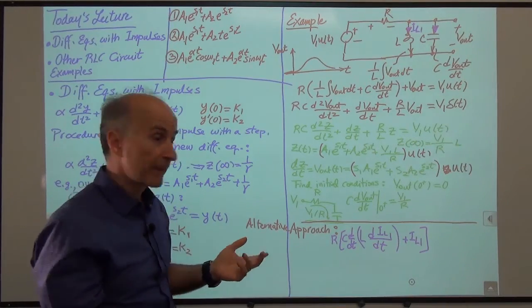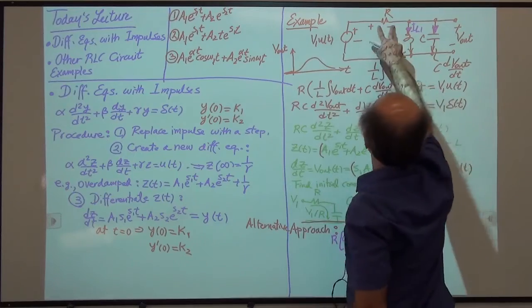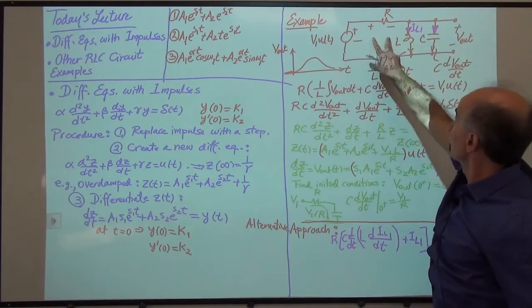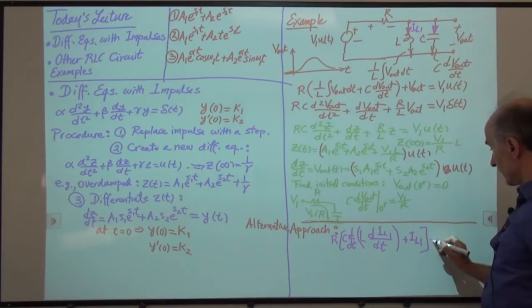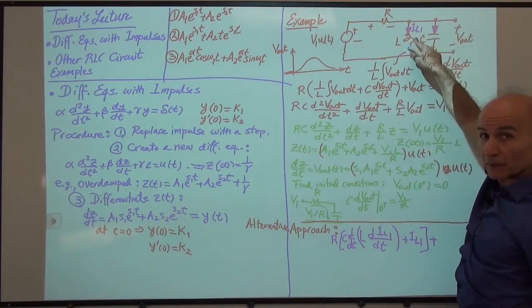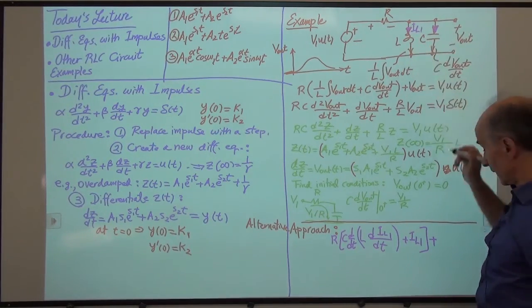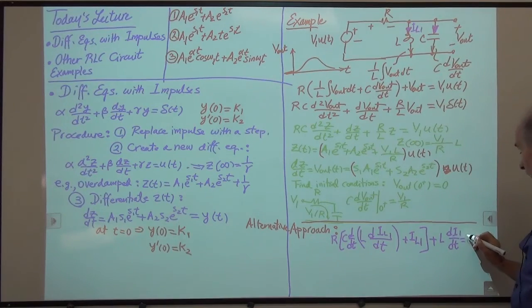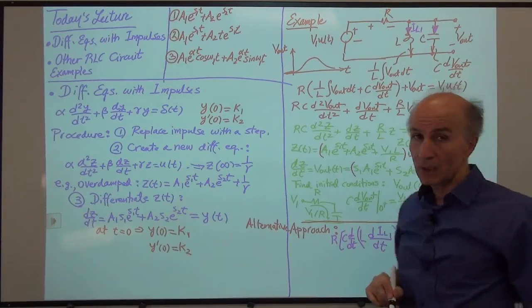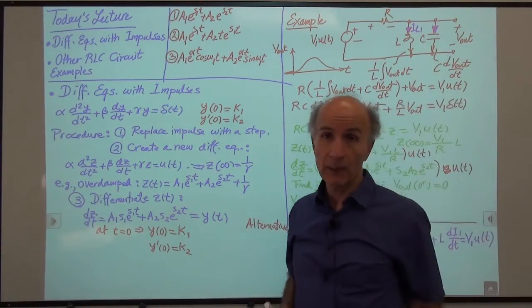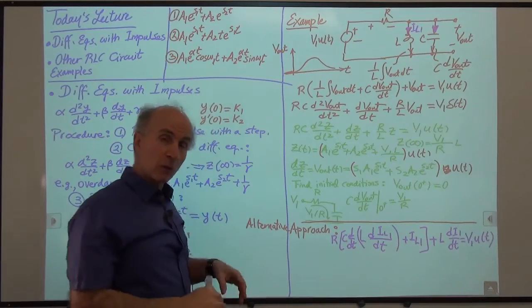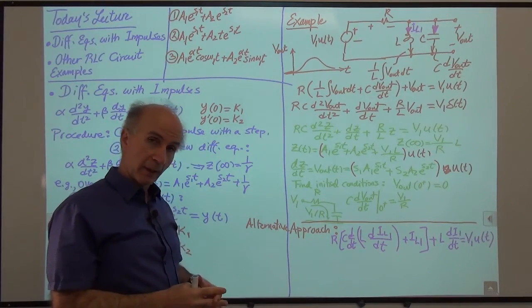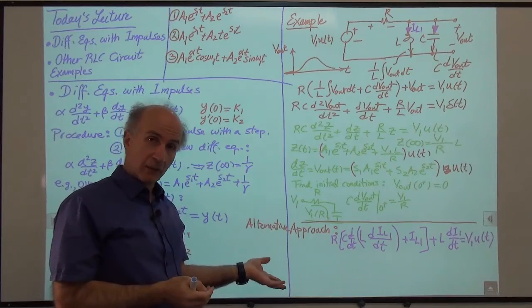So I can write a KVL. I can say this voltage is equal to this voltage plus this voltage, right? How much is it? L dI over dt. Not V out, L dI over dt. So L dI1 over dt is equal to V1 U of t, the input, right? So we have obtained a new equation for the circuit that is only in terms of IL1. And fortunately, it doesn't have any integrals in it.